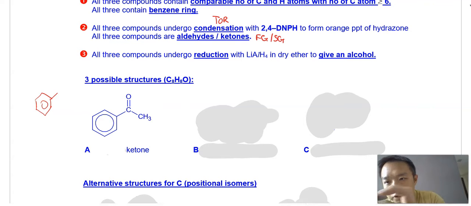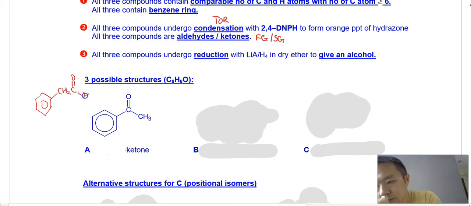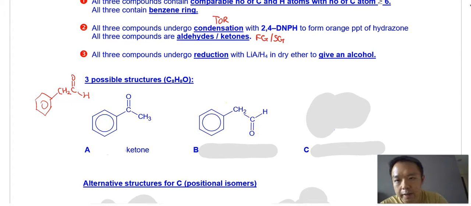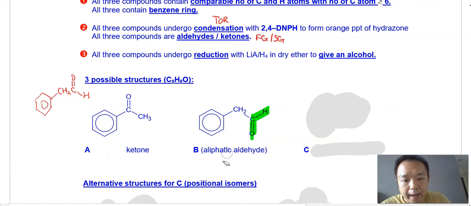Now, instead of having a ketone, I can change the position of the double bond to be at the terminal position. So for example, I can have CH2, C double bond O, H. You can see it's just isomers. I'm shifting the C double bond O to the carbon number 1. And that's where I get an aldehyde. This is the aldehyde functional group, CHO. And this aldehyde is not joined to the benzene ring directly, so it's what we call an aliphatic aldehyde.